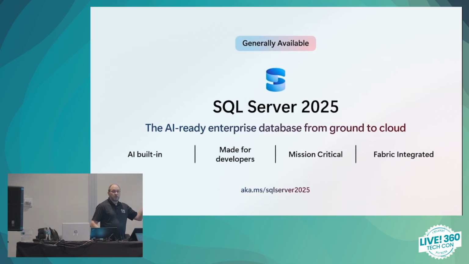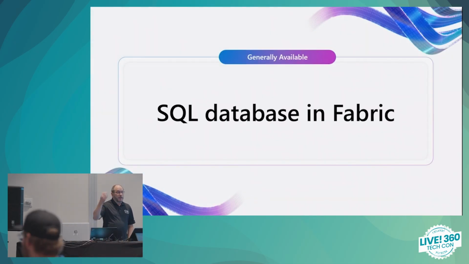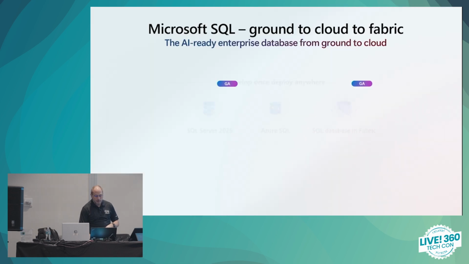First off, SQL Server 2025 is GA as of today. Also, SQL database in Fabric is GA as of today. Now you might be thinking to yourself, okay, this is a PaaS session. What do 2025 and Fabric have to do with PaaS?